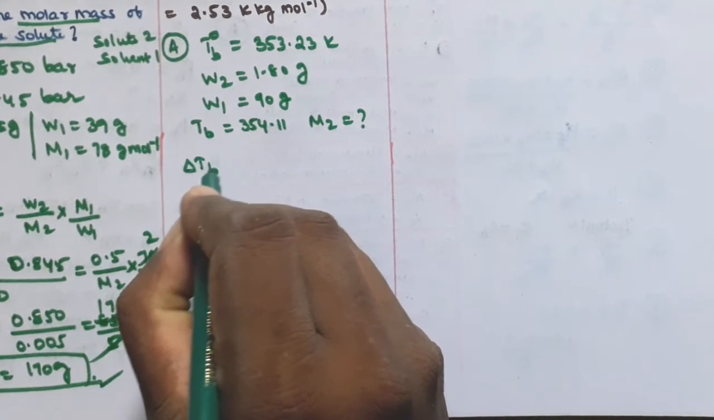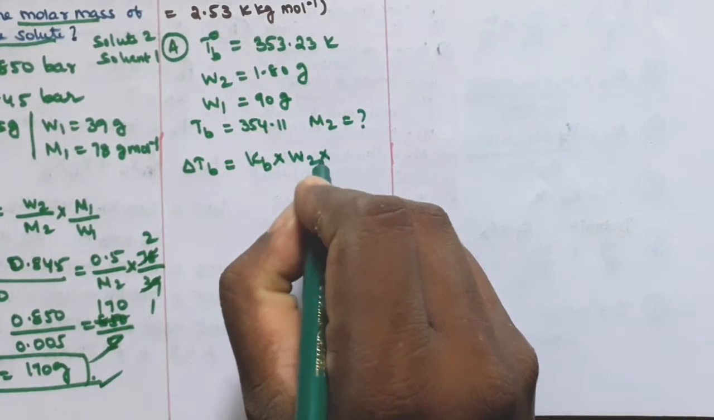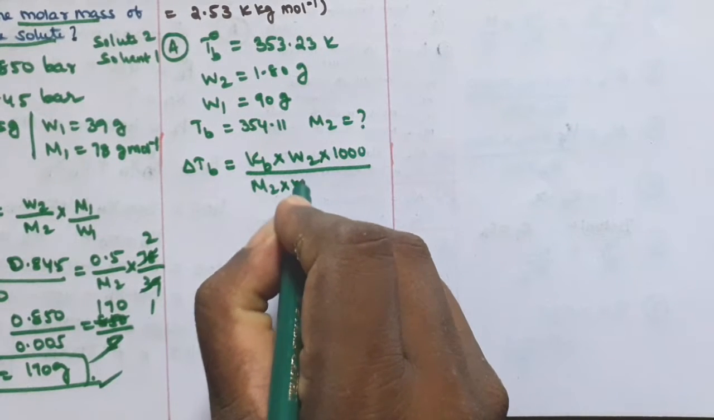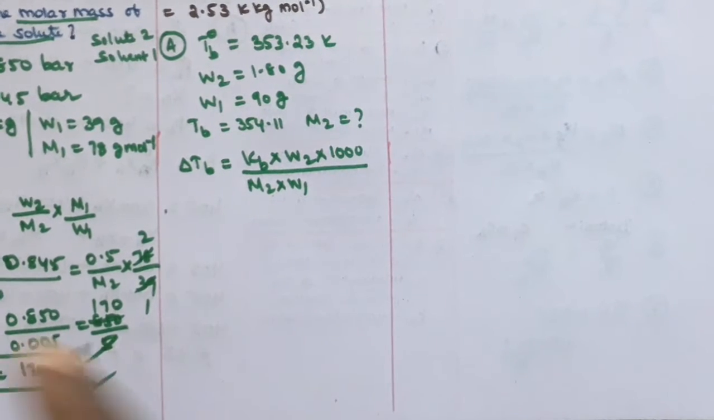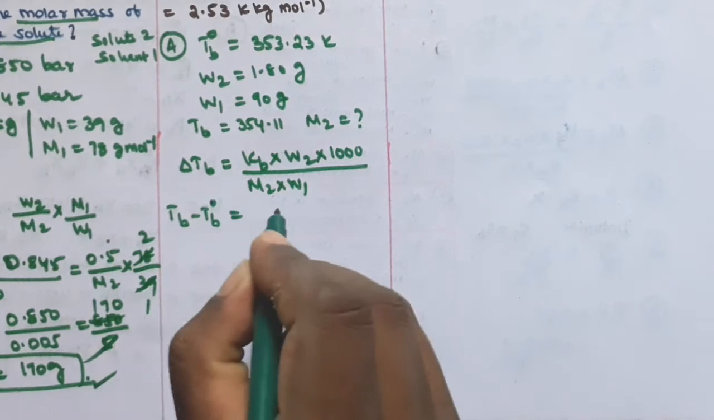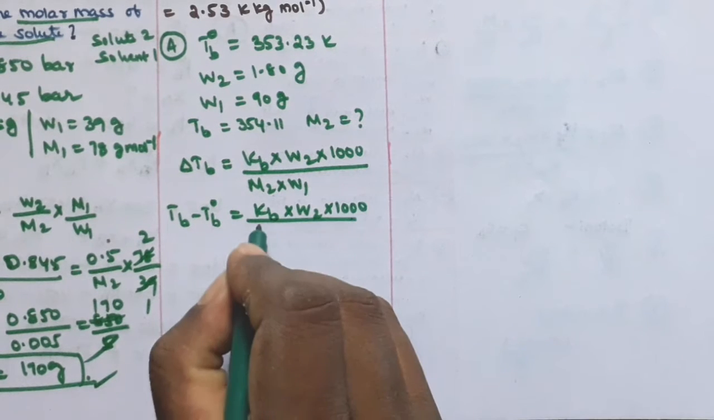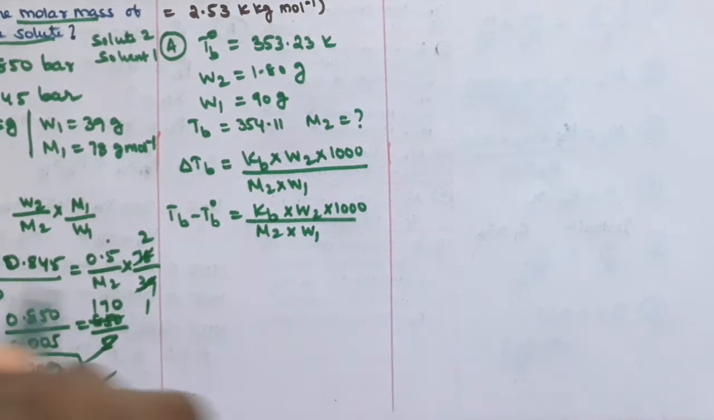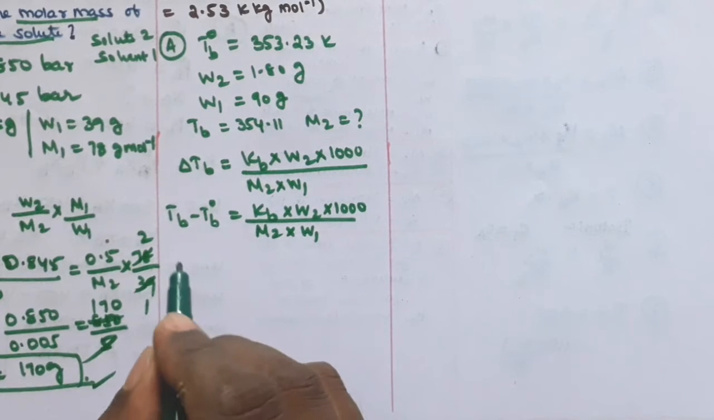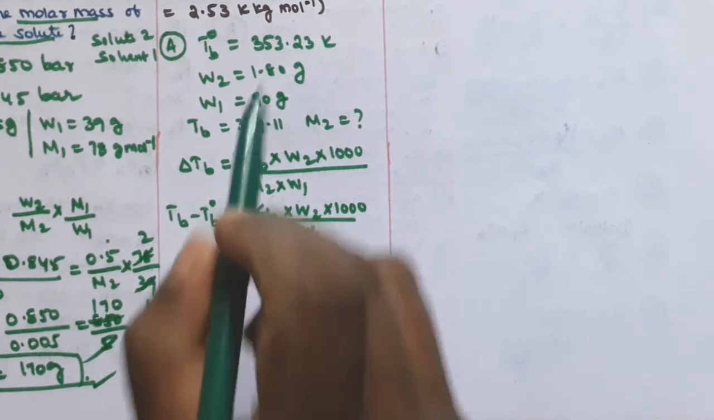The formula is delta TB is equal to Kb into W2 into 1000 divided by M2 into W1. Delta TB is nothing but TB minus TB naught. That is equal to Kb into W2 into 1000 divided by M2 into W1. So TB minus TB naught is 0.88. You subtract and find it out.